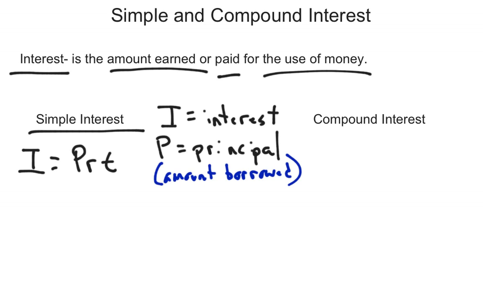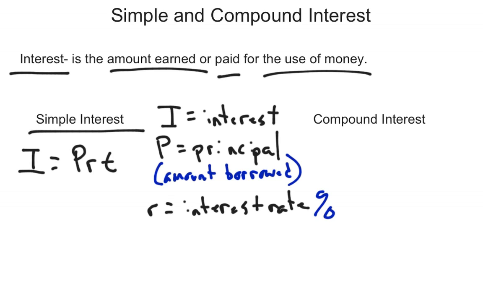Then we have our R here, and R is going to be our interest rate. Our interest rate here is always going to be our percent. So if I said that we were borrowing money at 5% interest, 5% would end up being my R. It's the rate. And of course, because it's a percent, we always have to change that to a decimal before we do anything.